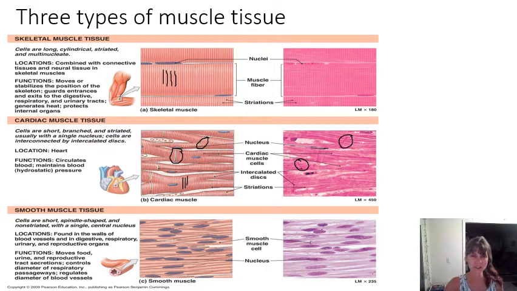Smooth muscle tissue consists of short cells that are spindle-shaped and tapered on the ends. They come to a little V on either end. And these cells have nuclei that tend to be elongated, oval-shaped.